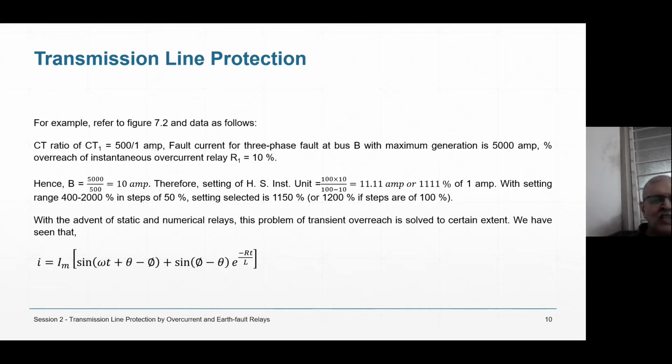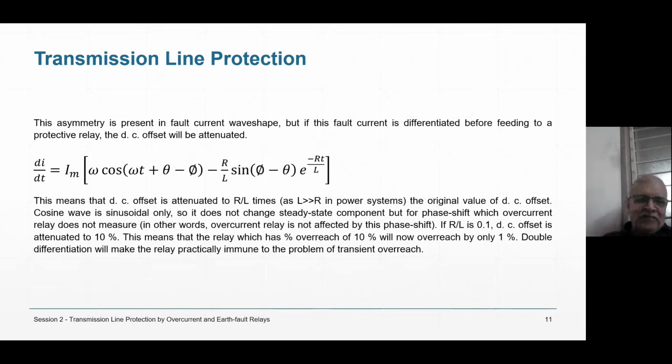Cos wave is just 90 degree phase shifted. I am not worried about it. I am worried about sin phi minus theta, which is attenuated by R by L. I am saying attenuated because in our power system L is very large with reference to R. So if you differentiate, I am mathematically telling. Electrically use an operational amplifier if it's a static relay, and in numerical relay it is yet easier.